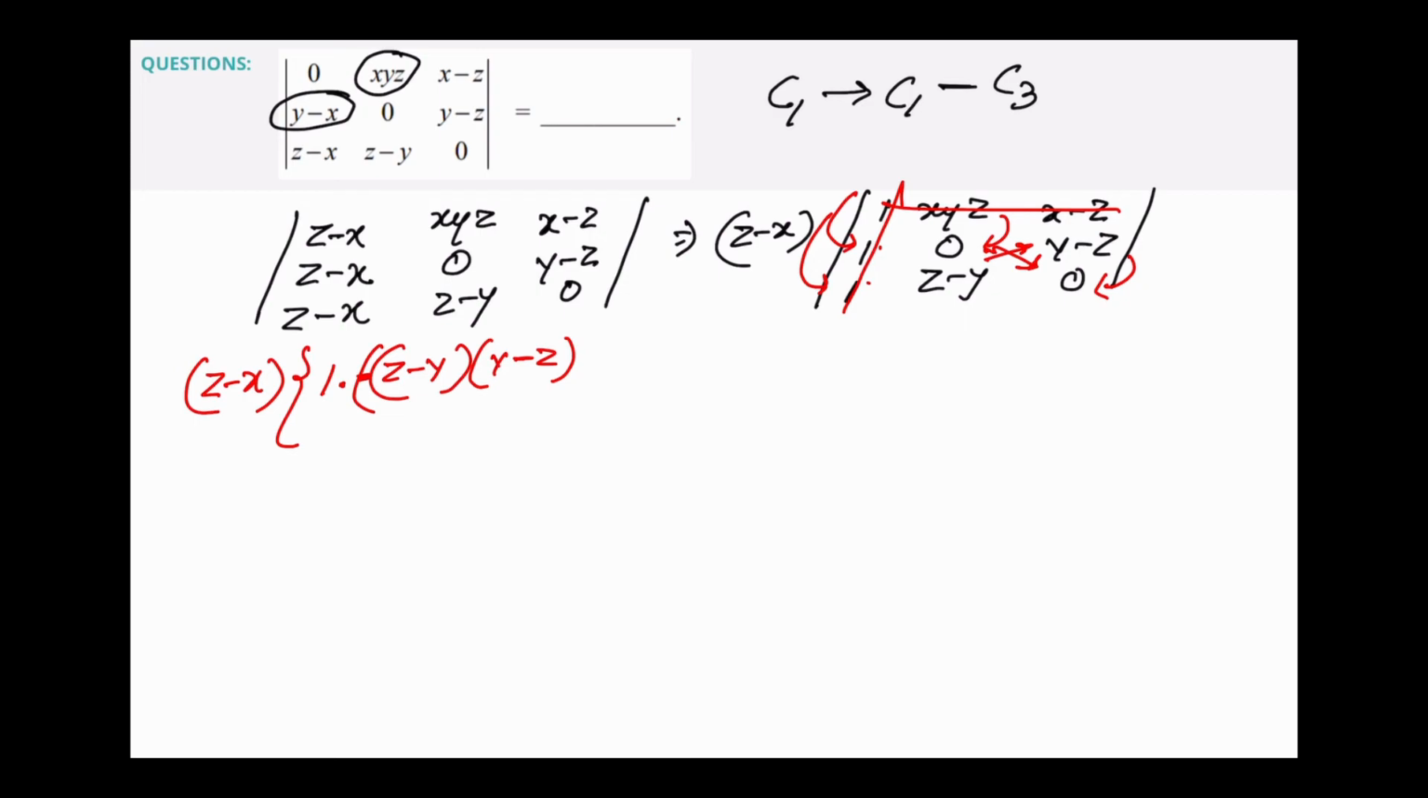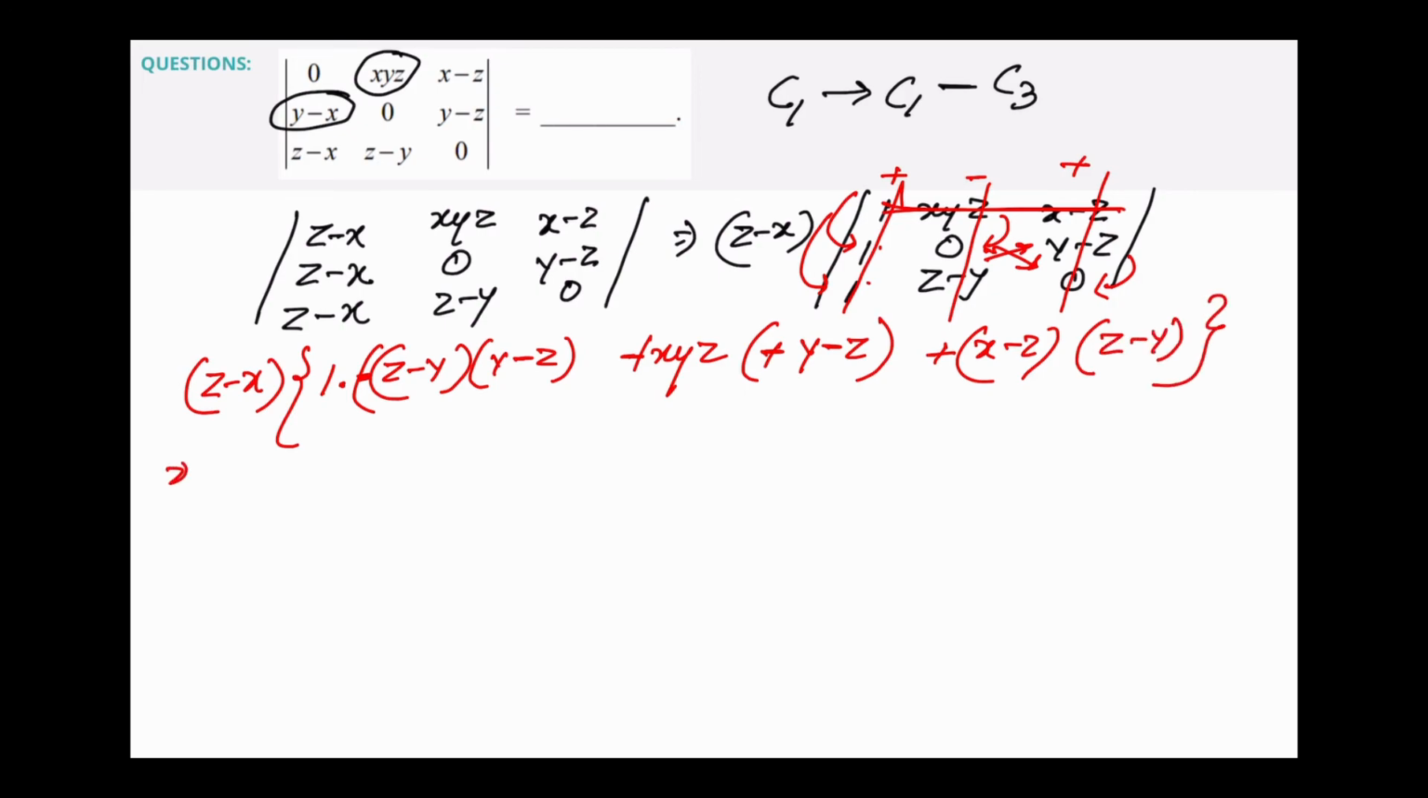Plus after this we'll expand along what? XYZ. So minus XYZ for the second sign, already we know the sign convention. So leave this row and leave this column. What we'll get? 1 minus 0 is 0, and this one will be Y minus, so minus and minus cancel, Y minus Z. Correct. Now coming to the last one, plus X minus Z. Leave this row, leave this column. So we get Z minus Y. Correct. Done.